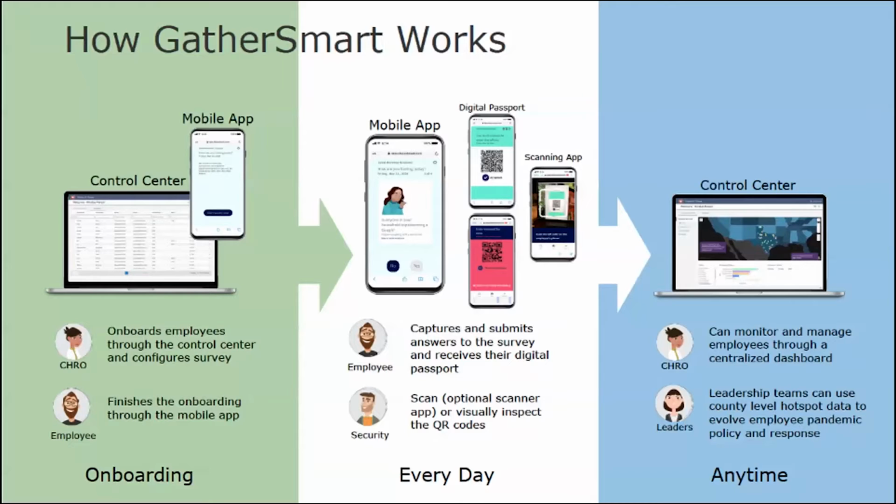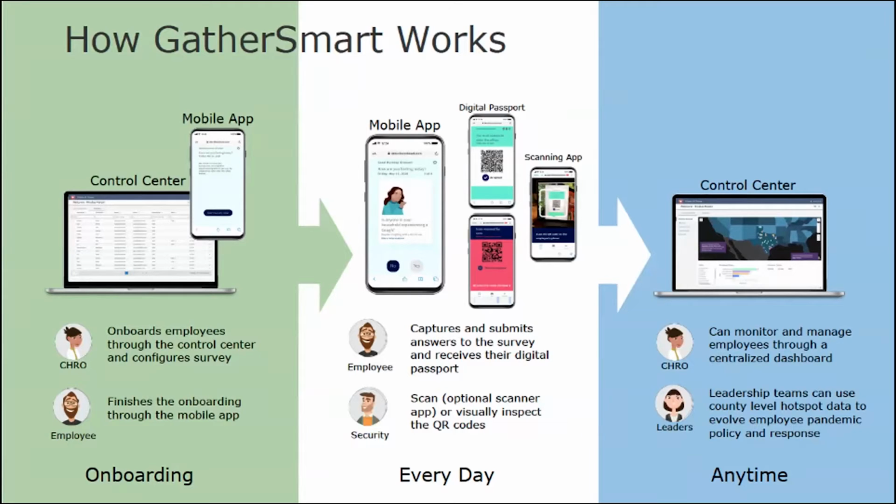So how does it work? GatherSmart works by kind of combining the cloud services of low code with analytics and business rules. So HR configures the system initially, and they set up a survey of questions, which are effectively business rules, which govern who can access the office. Employees are then onboarded automatically or by an HR rep. So they get an invitation through their email and they can click on it to install the application.